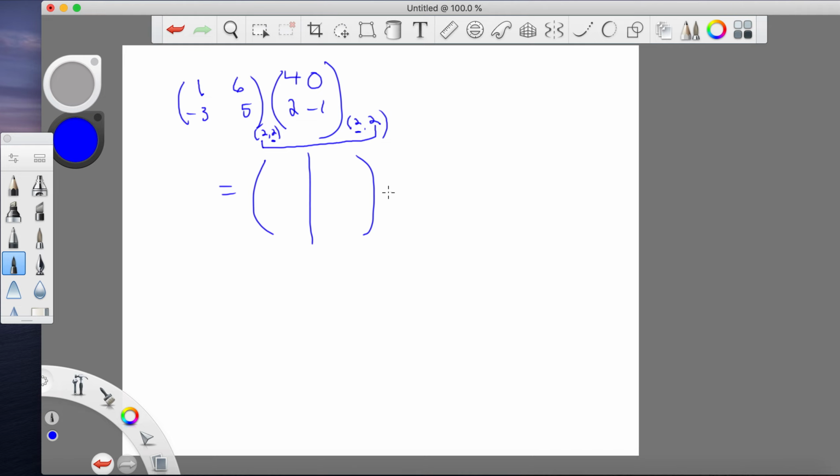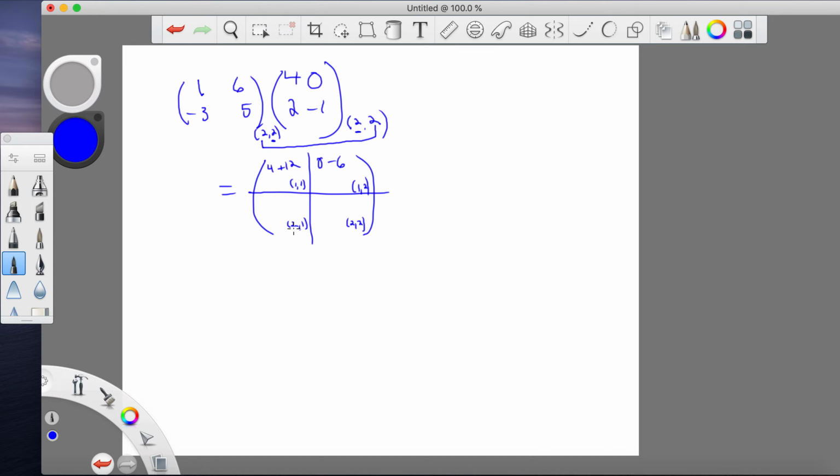So I'm going to split this up into 4 parts, and I'm going to label these really quick: 1,1, 1,2, 2,1, and 2,2. And then we're just going to go through. So the first row and first column, that's going to be 4 plus 12. Then first row, second column. This is 0 minus 6.